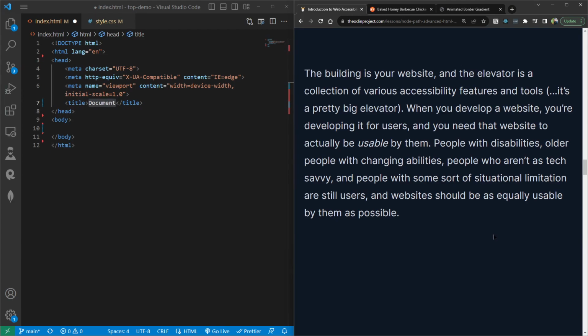In this analogy, the building is your website and the elevator is a collection of various accessibility features and tools. It's a pretty big elevator. When you develop a website, you are developing it for users and you need that website to actually be usable by them. People with disabilities, older people with changing abilities, people who aren't as tech savvy, and people with some sort of situational limitation are still users, and websites should be as equally usable by them as possible.